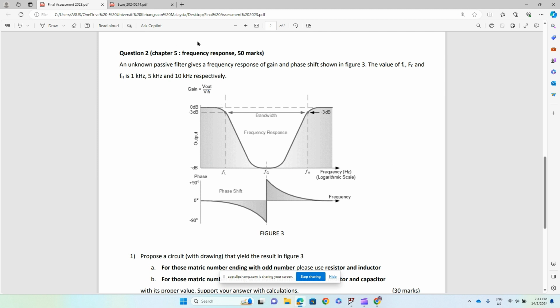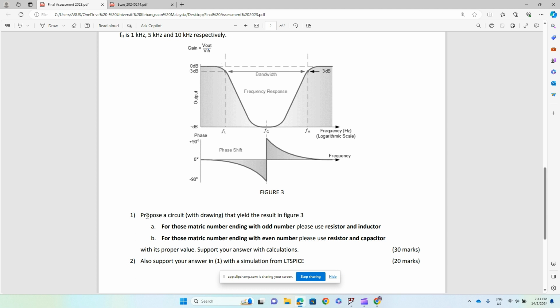Okay, for question 2 about frequency response, an unknown passive filter gives a frequency response of gain and phase shift shown in figure 3. The values of FL, FC and FH are 1 kHz, 5 kHz and 10 kHz respectively. Propose a circuit with drawing that yields the result in figure 3. Please use resistor and inductor.